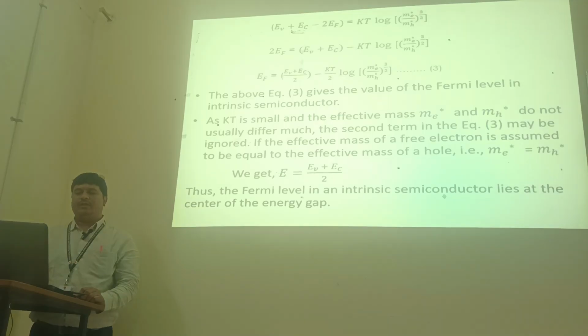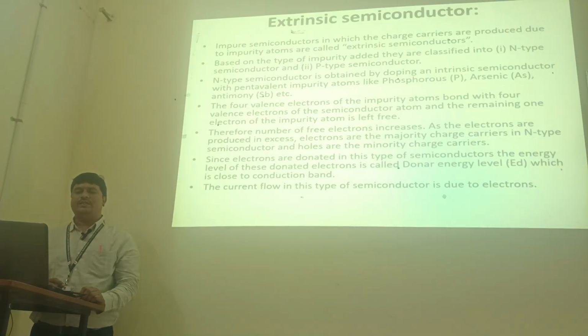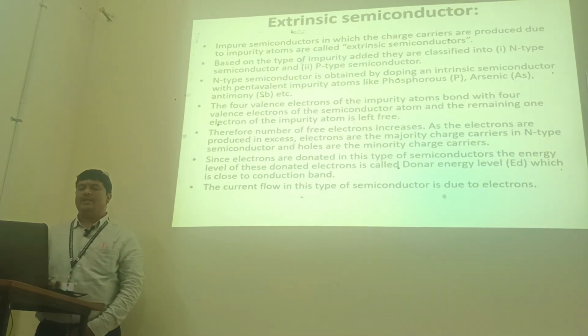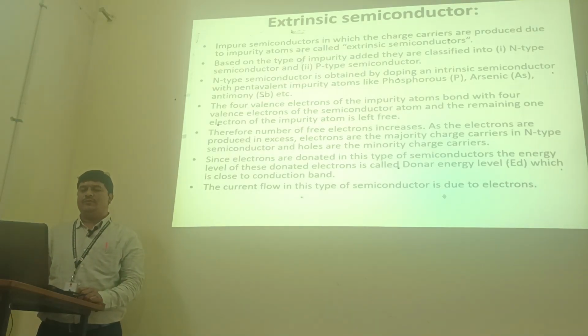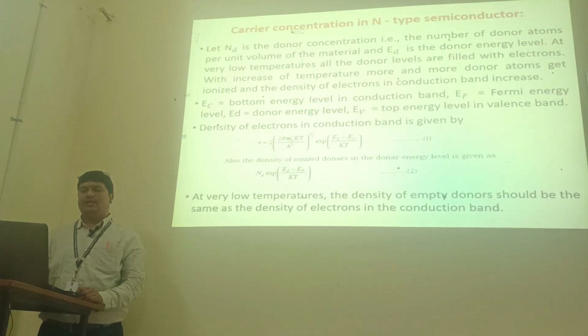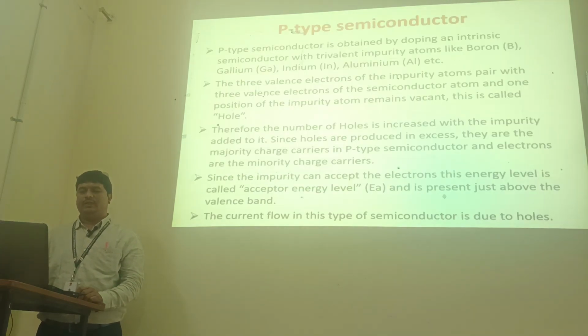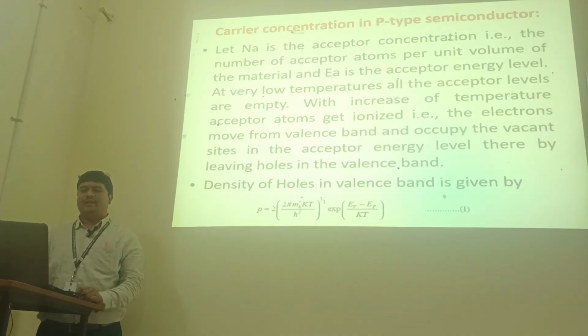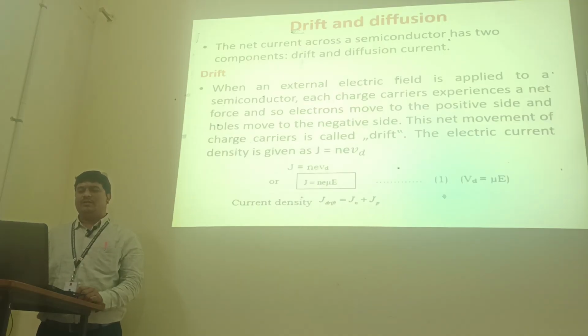Here E equals (EV plus EC) by 2. Extrinsic semiconductor material: impure semiconductors in which the charge carriers are produced due to impurity atoms are called extrinsic semiconductor material. The two types, already discussed and shown in the figure, are N-type and P-type semiconductor materials, along with charge carrier concentration.